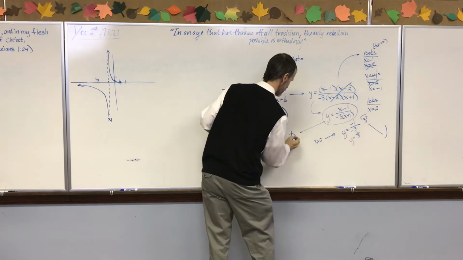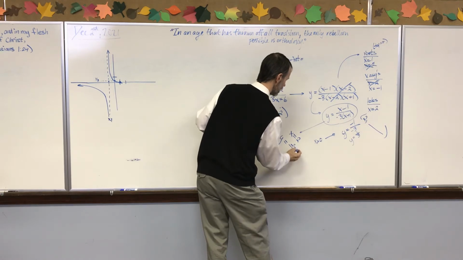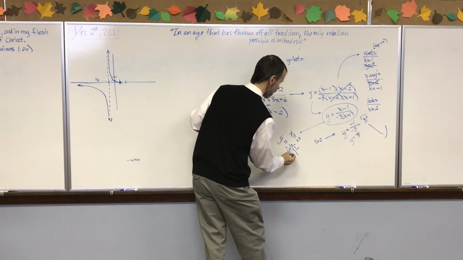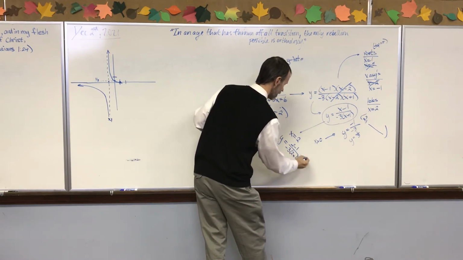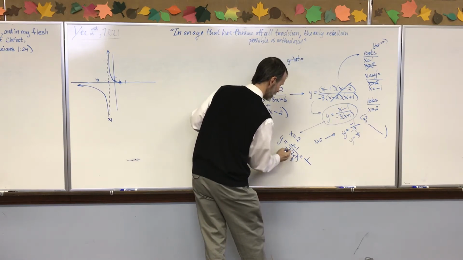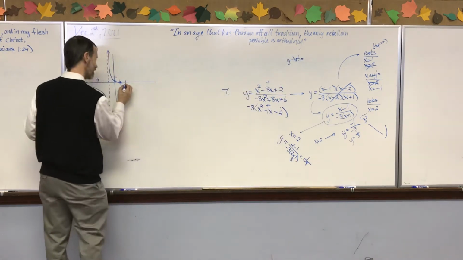So x equals 2, so y equals what? 2 minus 1 over negative 3 times 2 plus 1. Go for it. 1 over, almost, negative 1 over negative 9. Negative 1/9. Right here.